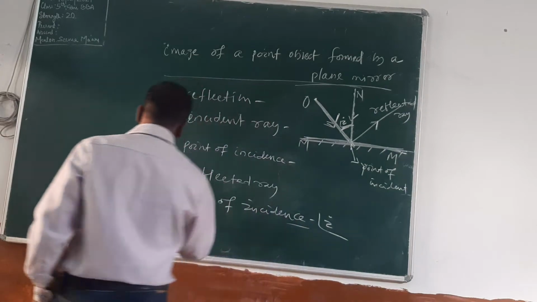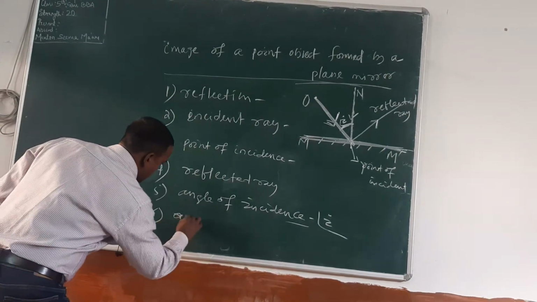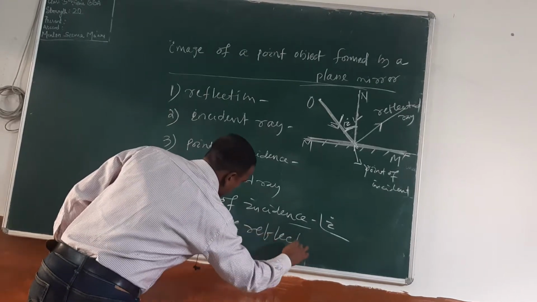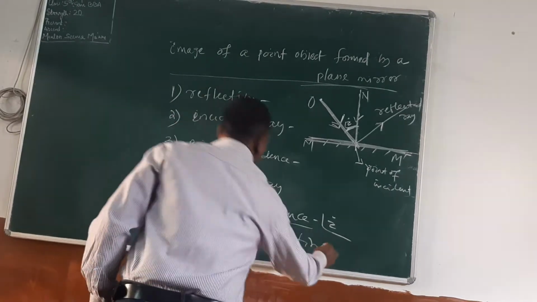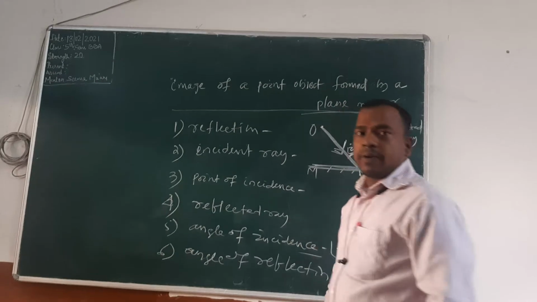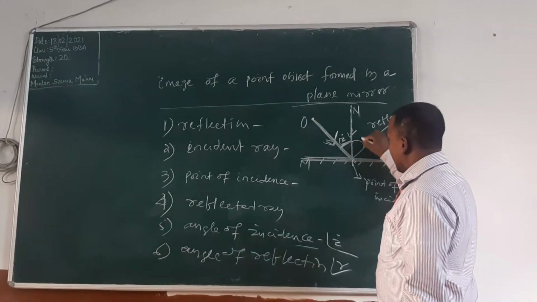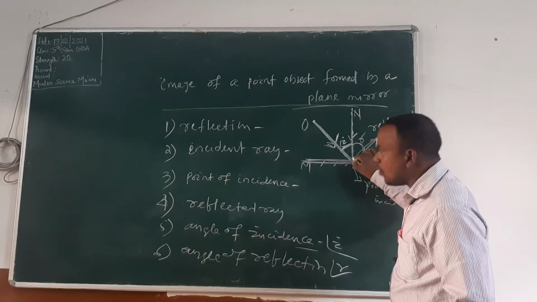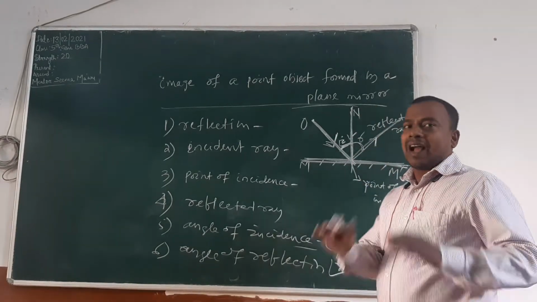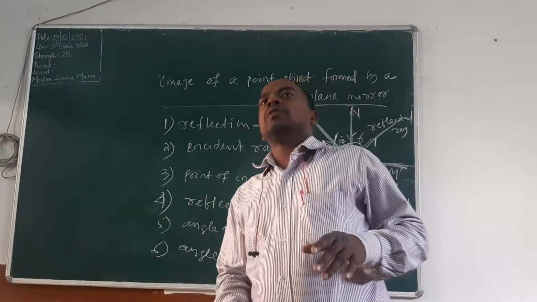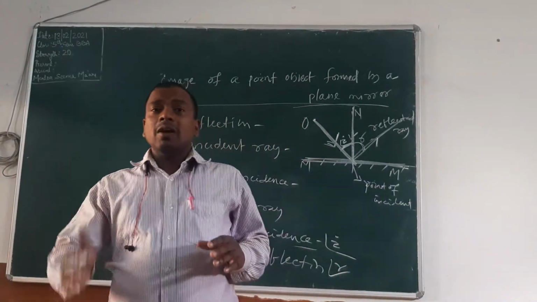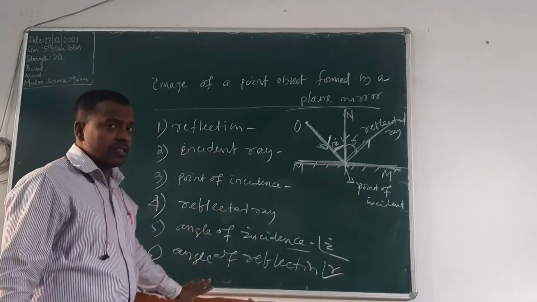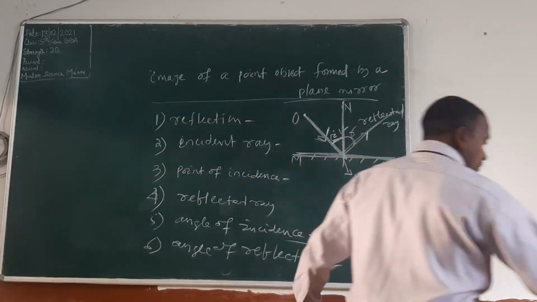Similarly, we know the angle of reflection, that is r. So what is the angle of reflection? The angle of reflection is the angle created by the reflected ray with the normal. We have already discussed all these points.